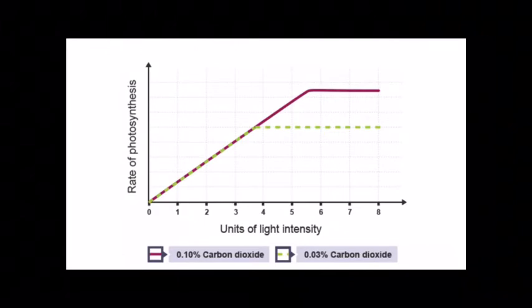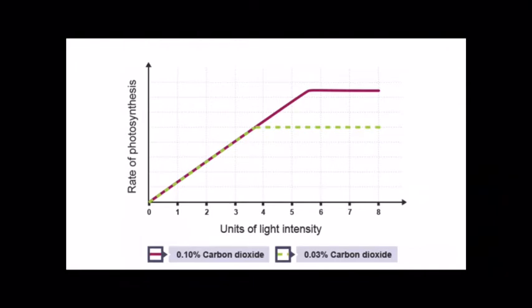Okay, so look at this graph. The independent variable is the units of light intensity, and they're using that to find out the rate of photosynthesis. Now, the general trend: if you increase the light intensity, the rate of photosynthesis is increasing until a point after which it remains the same.